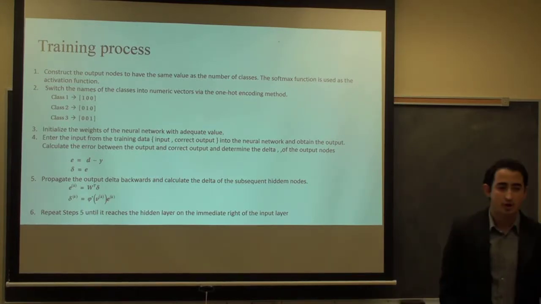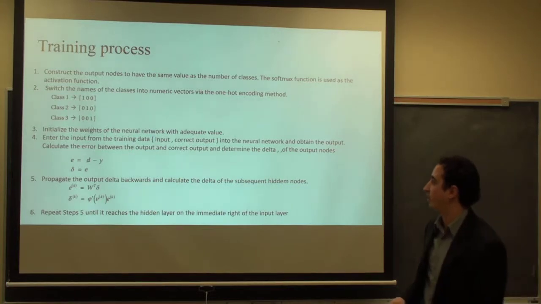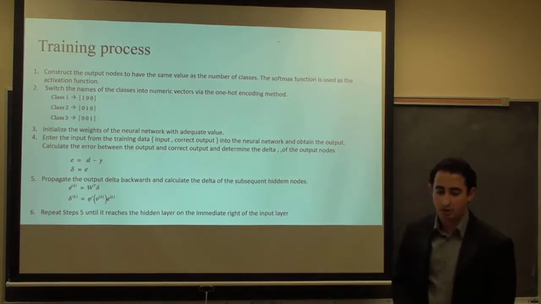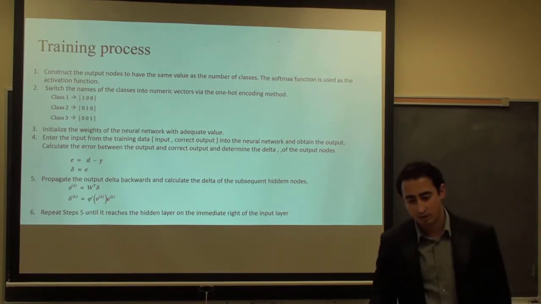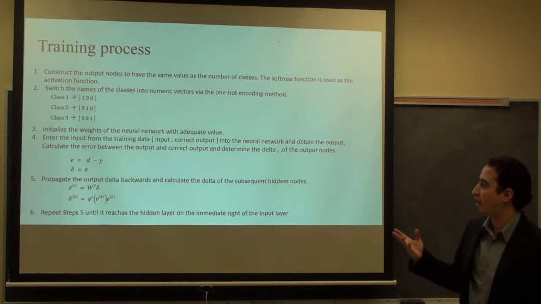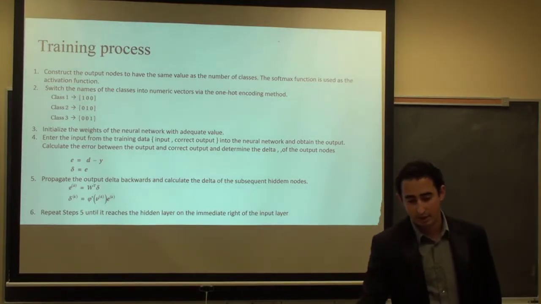So what is the training process if we want to train? We're going to duplicate this in the code that we'll look at later on multi-class classification. First, we have to define the output nodes. Second, we have to define the classes. If we have 3 classes, it's going to be 1, 0, 0. So it depends on the classes that we have.